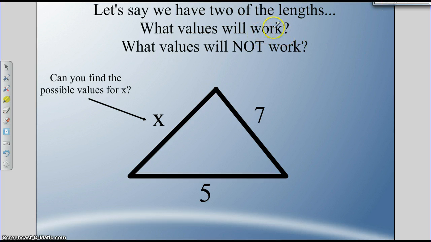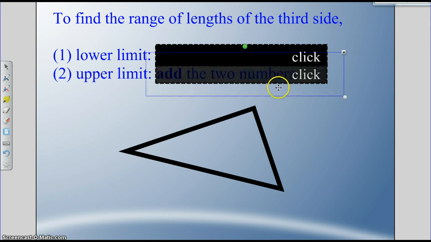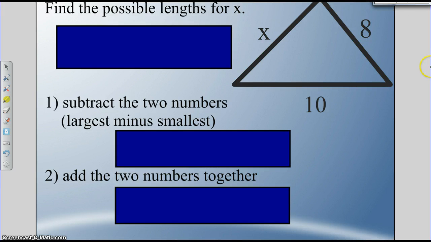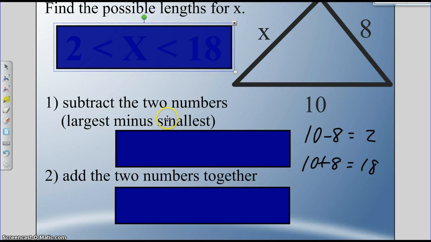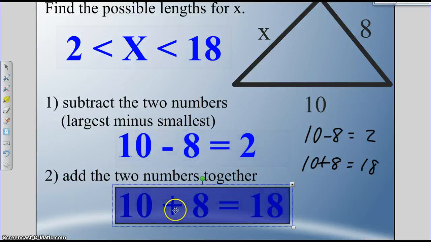Let's say we have two of the lengths. What values will work, what will not? So here's what I do. I set an upper limit and a lower limit by subtracting the two numbers and adding the two numbers. For example, I take 10 and 8 and I subtract, I get 2, and I add them together, that's 10 plus 8, and I get 18. So my range is between 2 and 18. I subtracted and then I got 2, I added and I got 18.